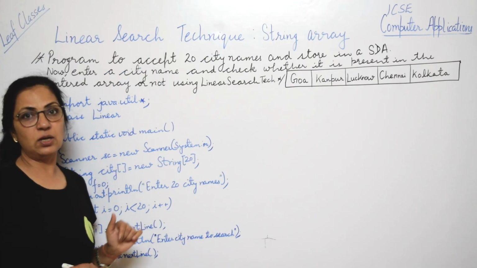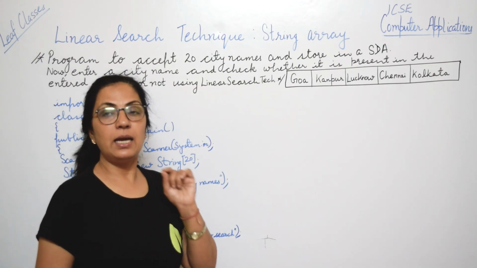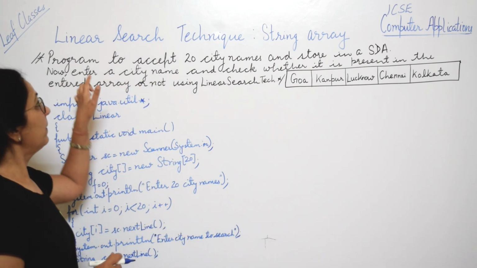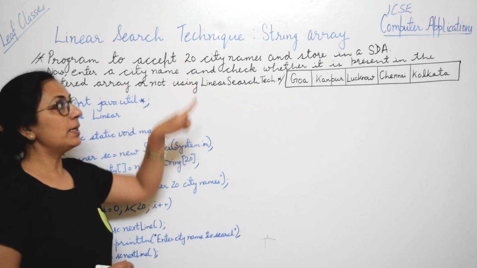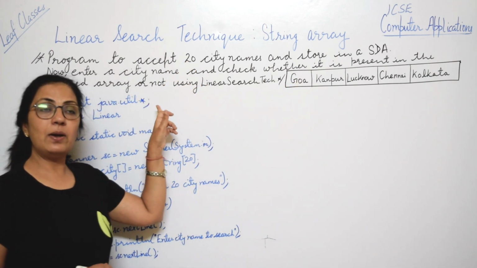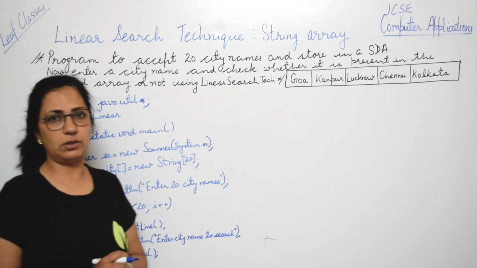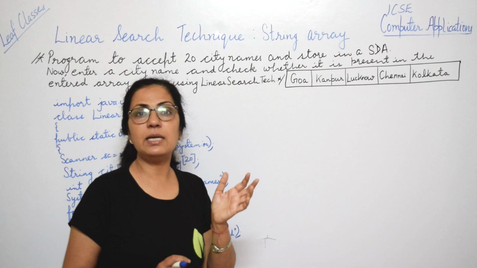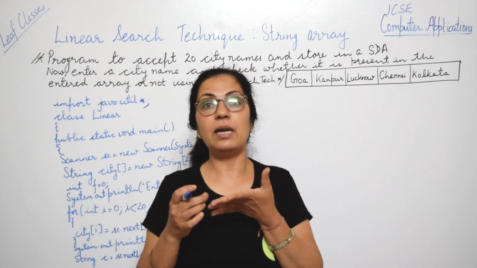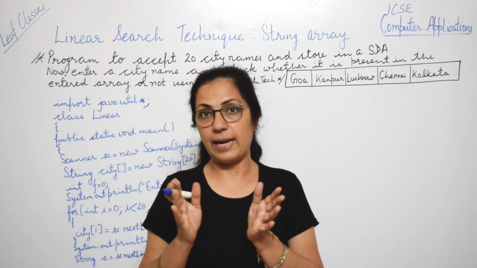Children, I have written here the question for searching using the linear search technique in a string array. As I told you, the binary search technique is not there. The question is to input 20 city names and store them in a single dimensional array. Now enter a city name and check whether it is present in the array or not. Children, here I have mentioned city name. You may get river names, you may get a question like country names, player names, anything, right? String means a group of characters.